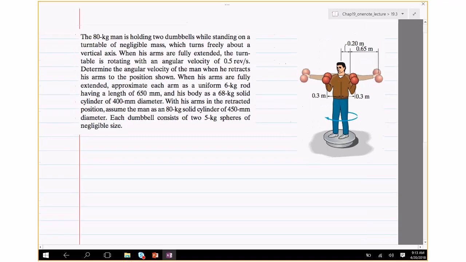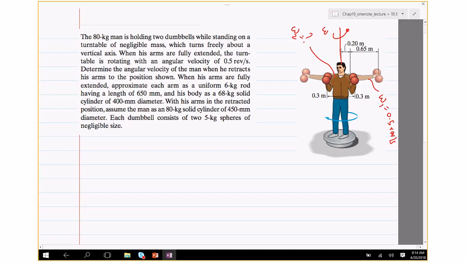The 80 kg man is holding two dumbbells while standing on a turntable of negligible mass, which turns freely about a vertical axis. So this is how he is spinning. When his arms are fully extended, the turntable is rotating with an angular velocity of 0.5 revolutions per second. In this position, I'll call it omega 1, his speed is 0.5. Determine the angular velocity of the man when he retracts his arms to the position shown. So you have to find the angular speed when his arms are retracted.